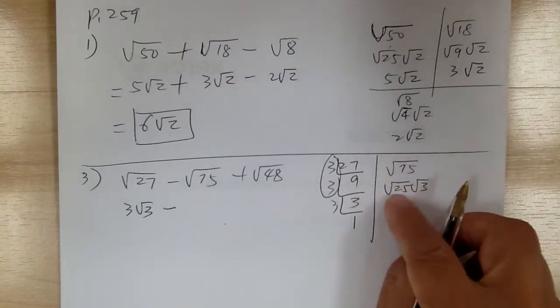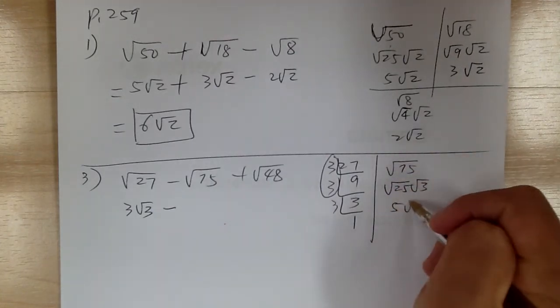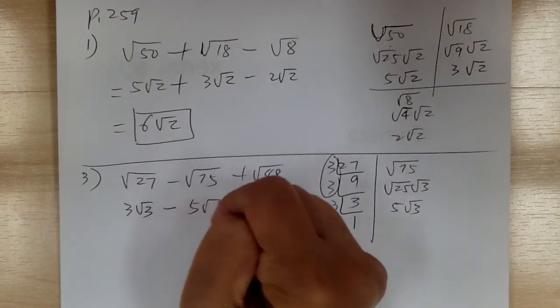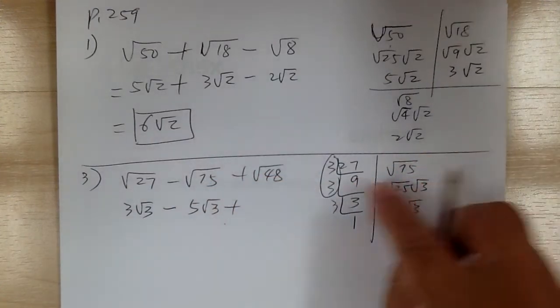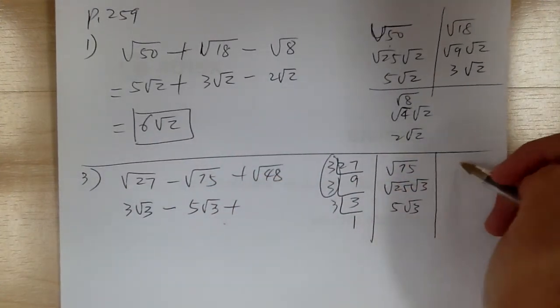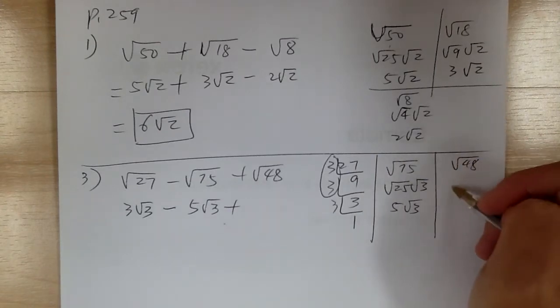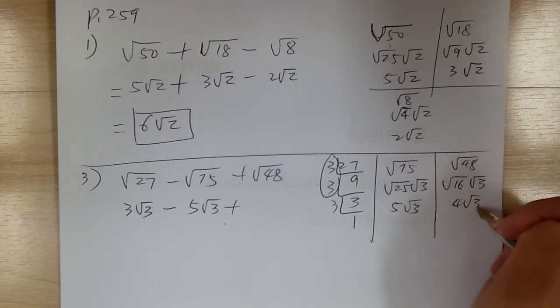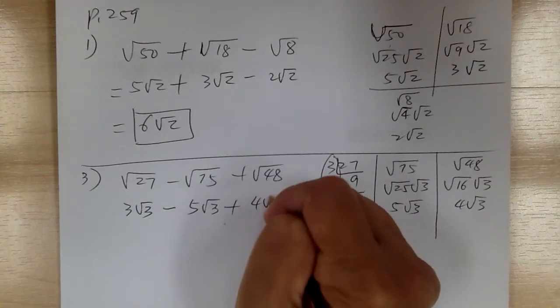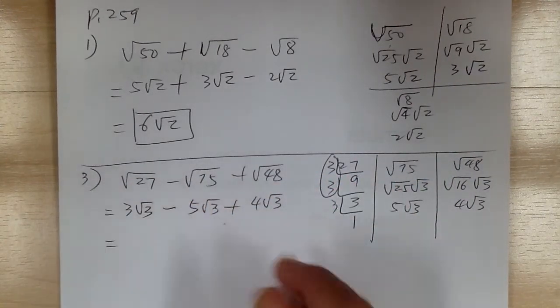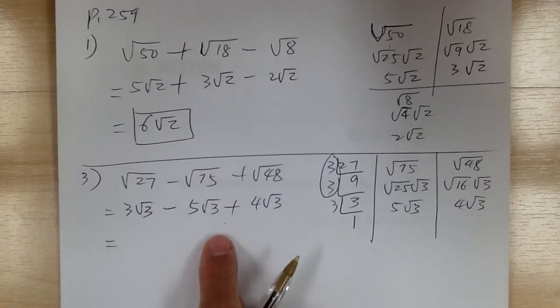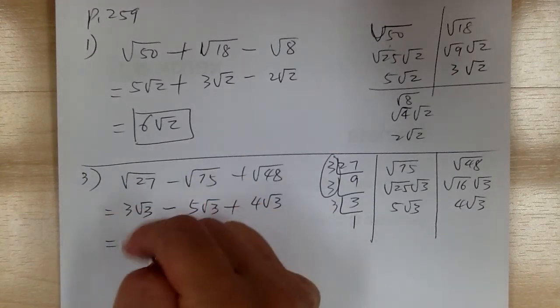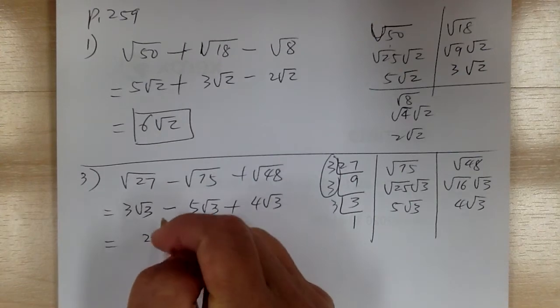So break 75 into 25 and 3, so this gives you 5 square root of 3. Okay, 48. If you know your perfect squares, it really helps. Okay, and after that, you can go and combine the like terms. So it gives you 2 square root of 3.